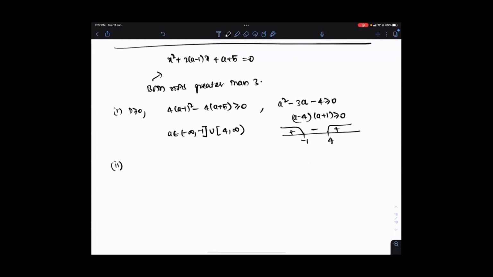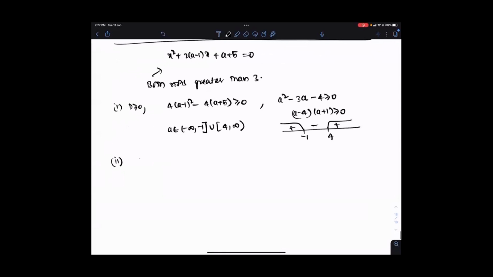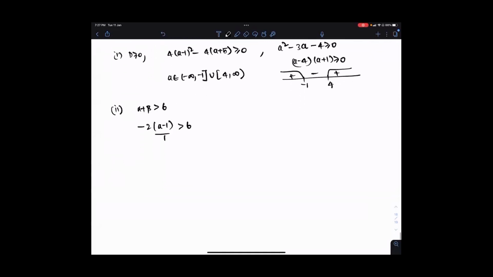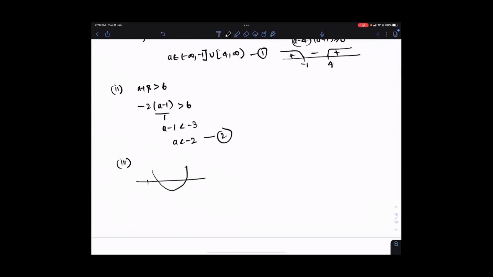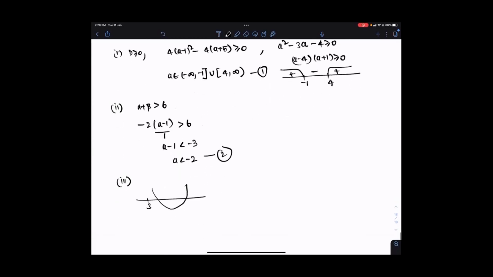What is the second condition? If both roots are more than 3, the sum of the roots will be more than 6. What is the sum of the roots here in this expression? Sum of the roots is minus b by a, minus 2 times a minus 1 by 1 greater than 6. If you divide by minus 2, the inequality will get reversed: a minus 1 less than minus 3, a less than minus 2. This is the second condition. And third one, if both roots are more than 3, the graph will be something like this. Then a into, what is a here? Coefficient of x square, 1 into f of 3 must be greater than 0.